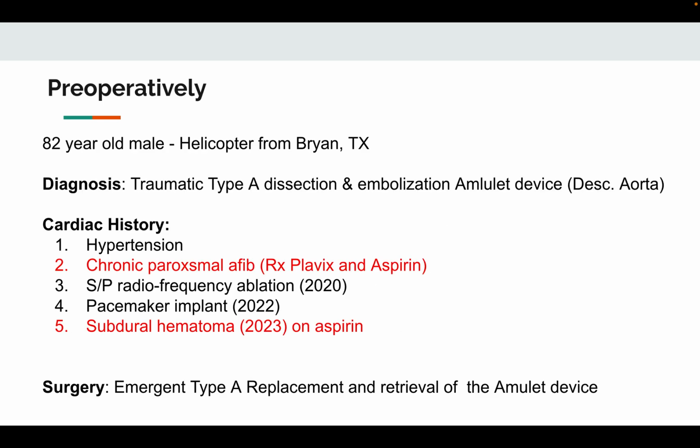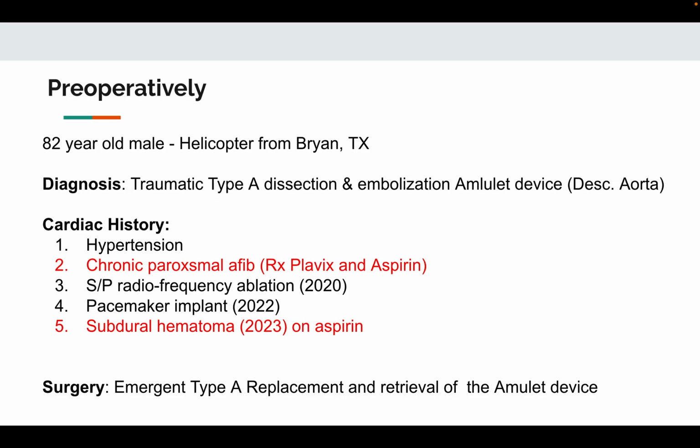So to introduce the case, we had an 82-year-old male. He was supposedly functionally pretty active. He did have some pathologies that he was suffering from, which include paroxysmal AFib. He was on Plavix and aspirin for that, and at the beginning of the year, he had a subdural hematoma on aspirin, and so it was thought that in order to decrease his bleeding risk, a left atrial occlusion device would be the best option for him.